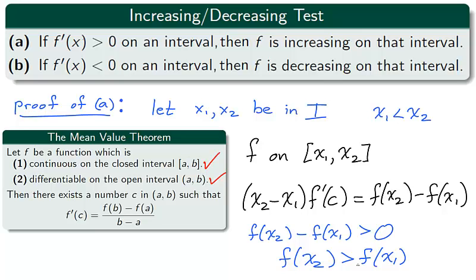This means that for any x1 and x2 in the interval I, with x1 being less than x2, f of x1 is less than f of x2. This means that the function f is increasing on the interval I. Following a nearly identical argument will lead you to the proof of B.